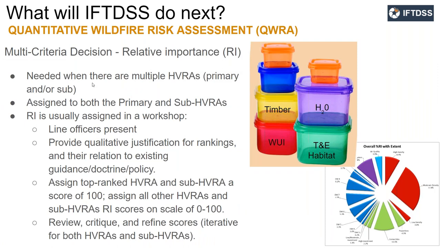The other component that is needed is the relative importance. And that's really needed where there are multiple HVRAs to just prioritize them in a way or weight them against each other based on how important they are or not to the analysis at hand.